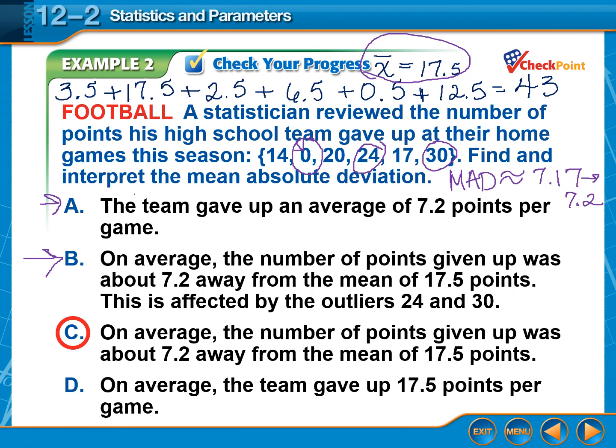All right, and then part D says on average the team gave up 17.5 points per game. That's a true statement, but they didn't ask us about the average. The point of this was not to find the average of the data, but to find the mean absolute deviation and what the interpretation meant. Okay? All right, let's move on.